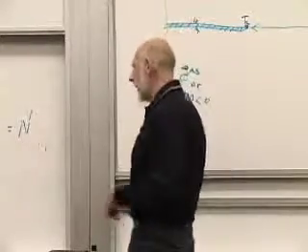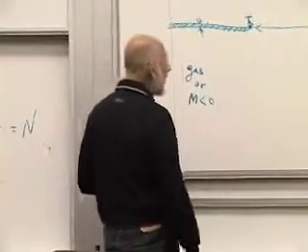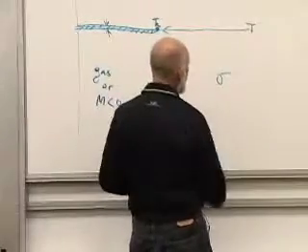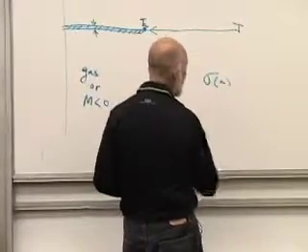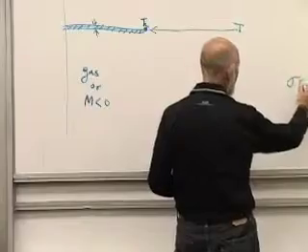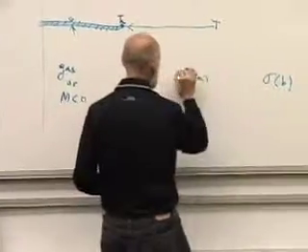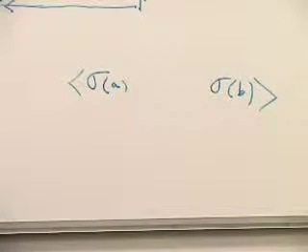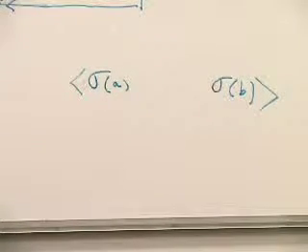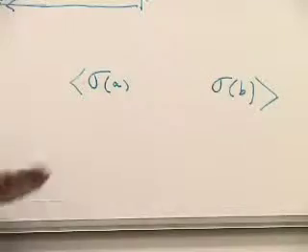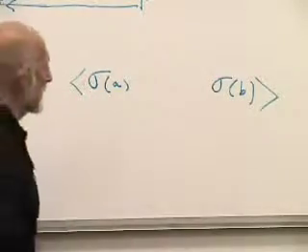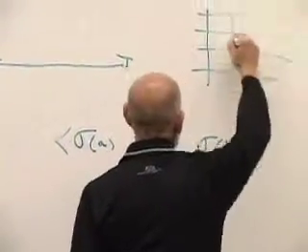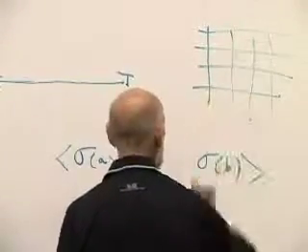We don't need to talk about how you calculate it. It's an average. It's an average of the product of spins at two different points. Let's say sigma of A and sigma of B. It's the average value of the product of sigma A and sigma B. It measures the degree of correlation between the spin at point A and the spin at point B. These could be two points on the lattice. They could be near each other. They could be far from each other.